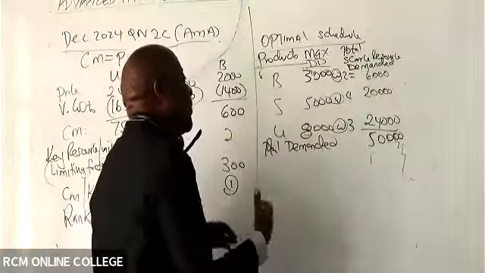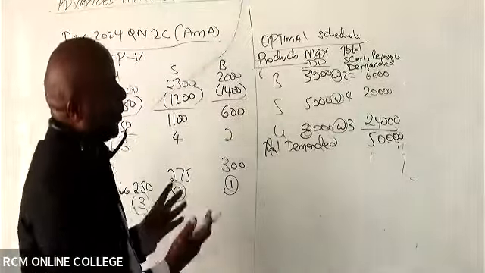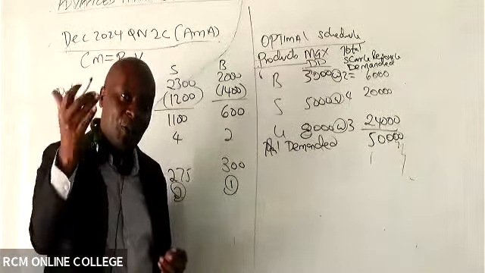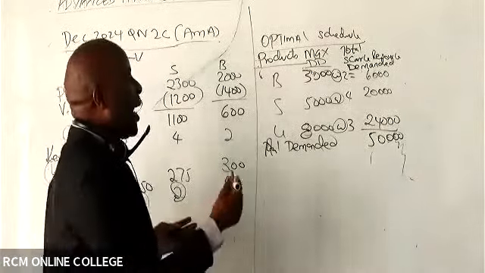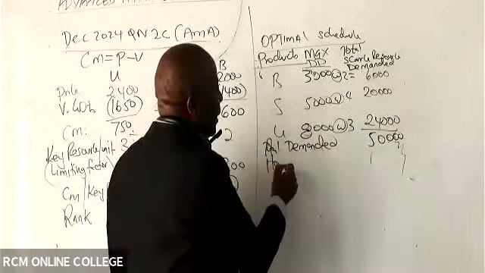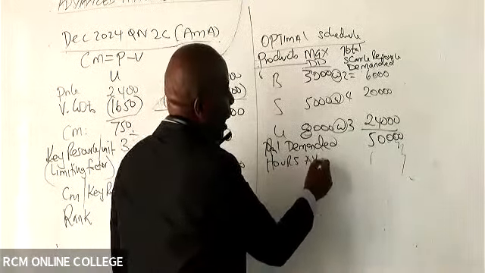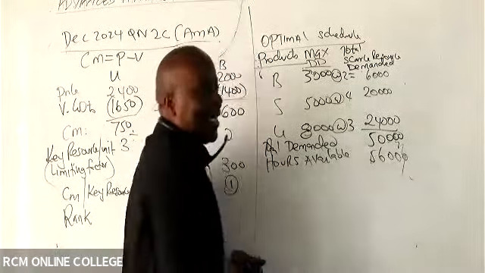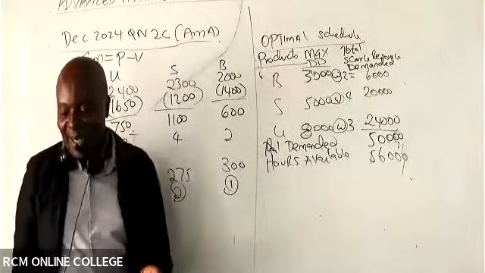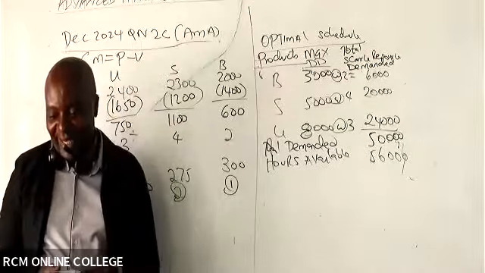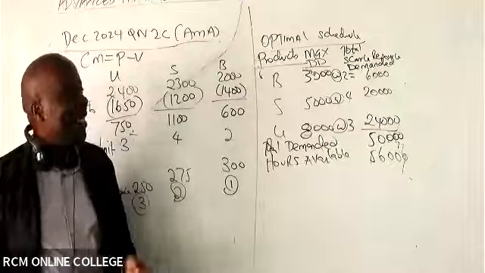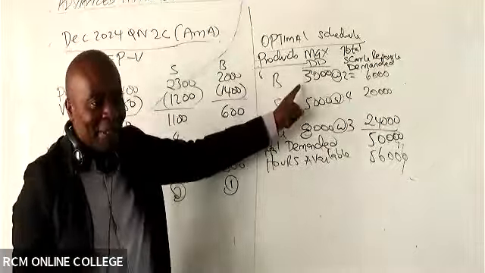And I remember this was a straightforward question. I don't know who was setting this kind of question to advanced level students. Because if you look at the hours available given to us, it is equal to 50,000. So is there any scarcity? No scarcity at all. Therefore, whatever is being asked by the market is what we shall produce.